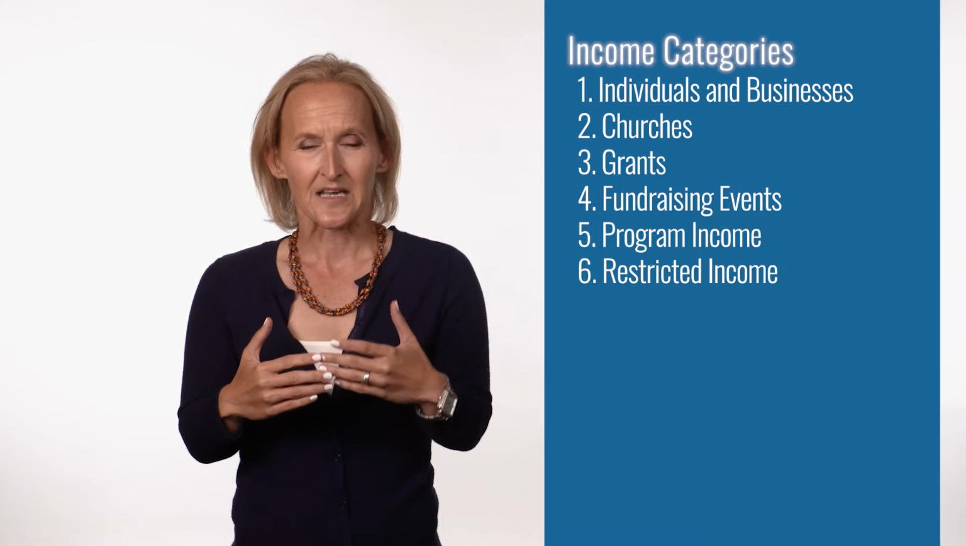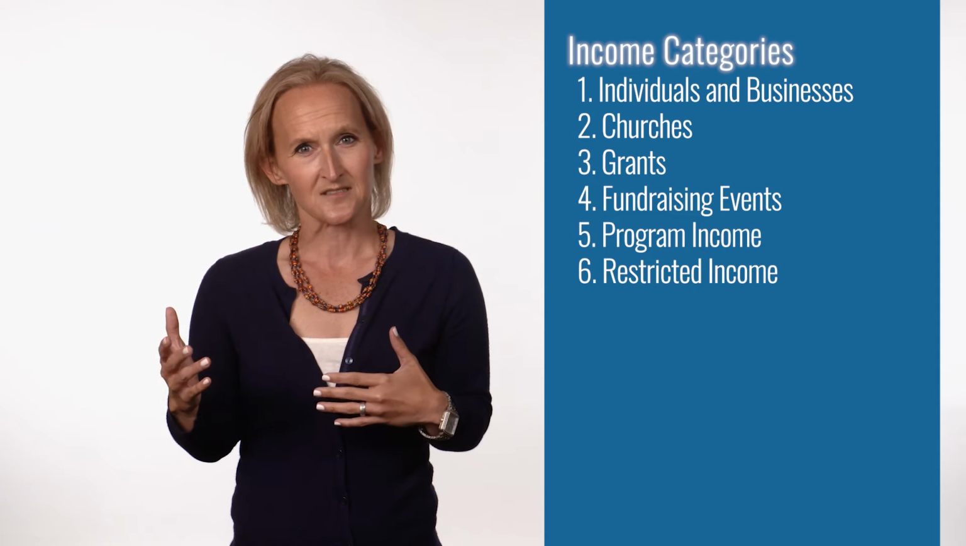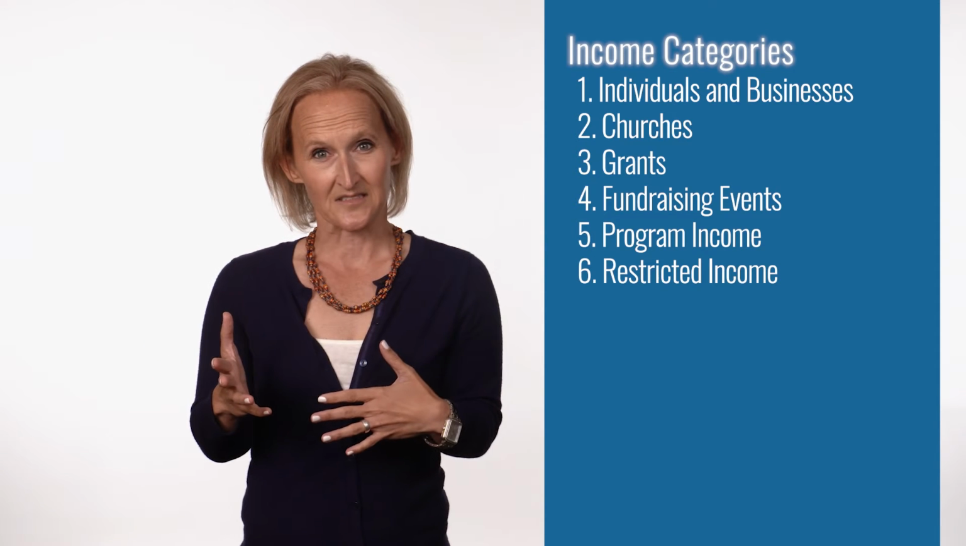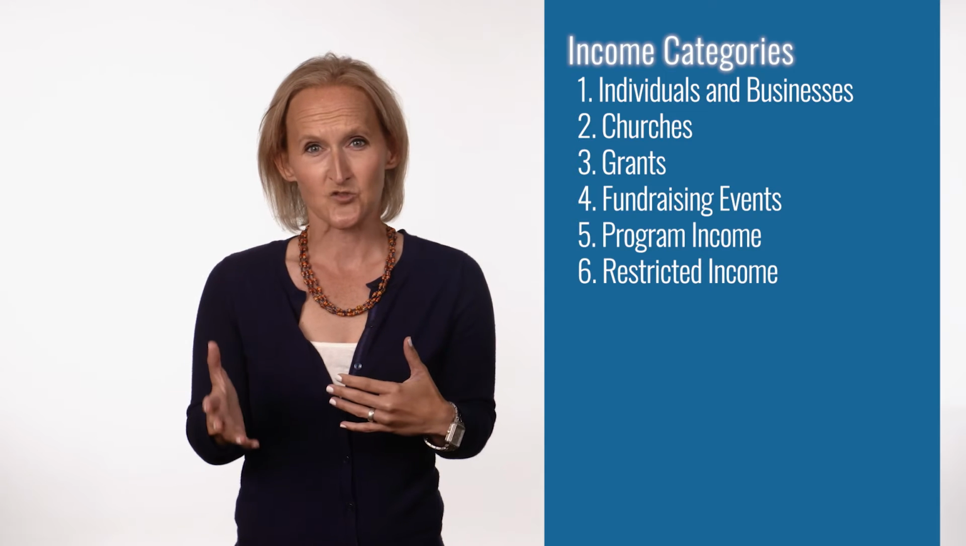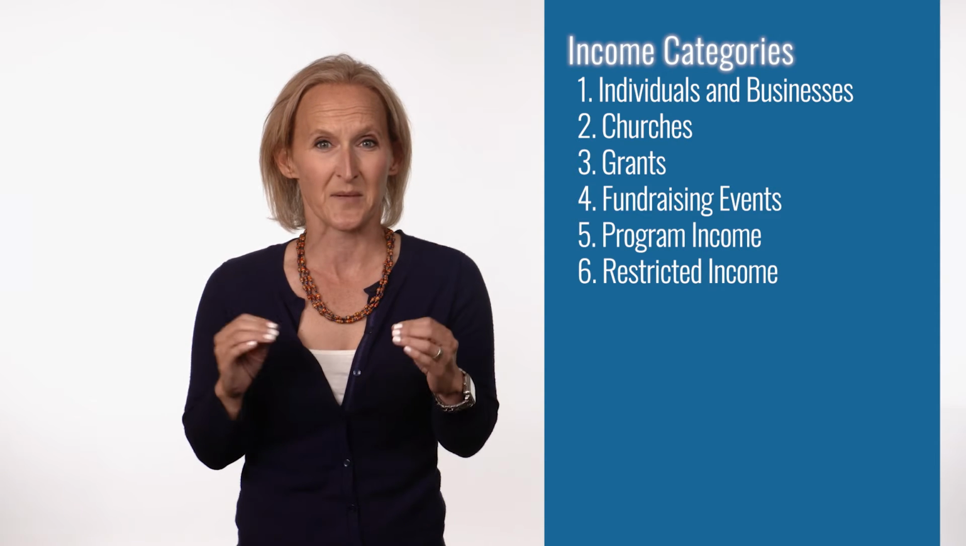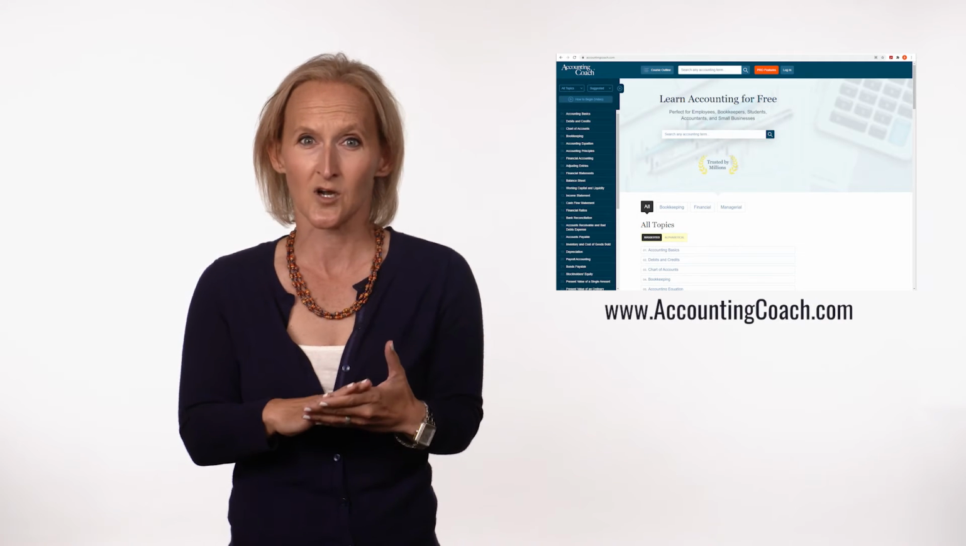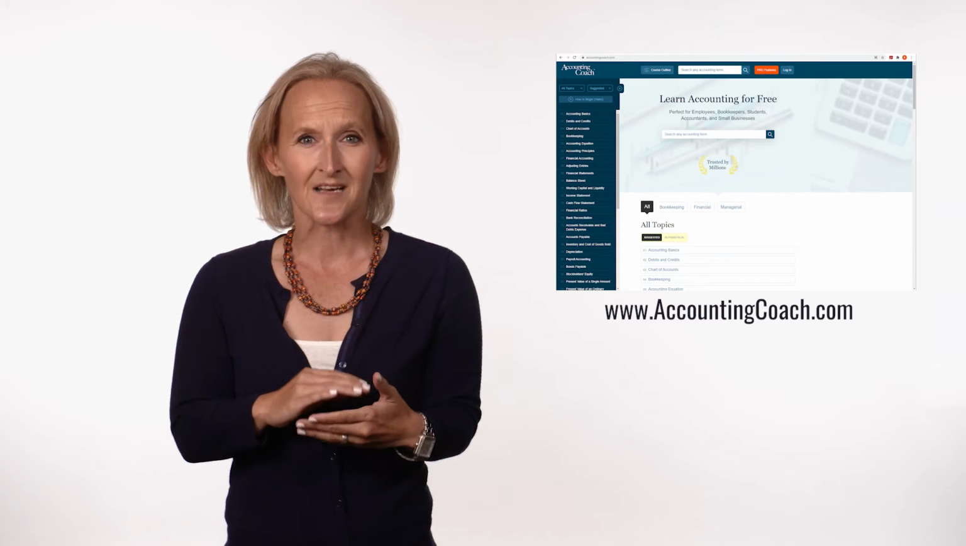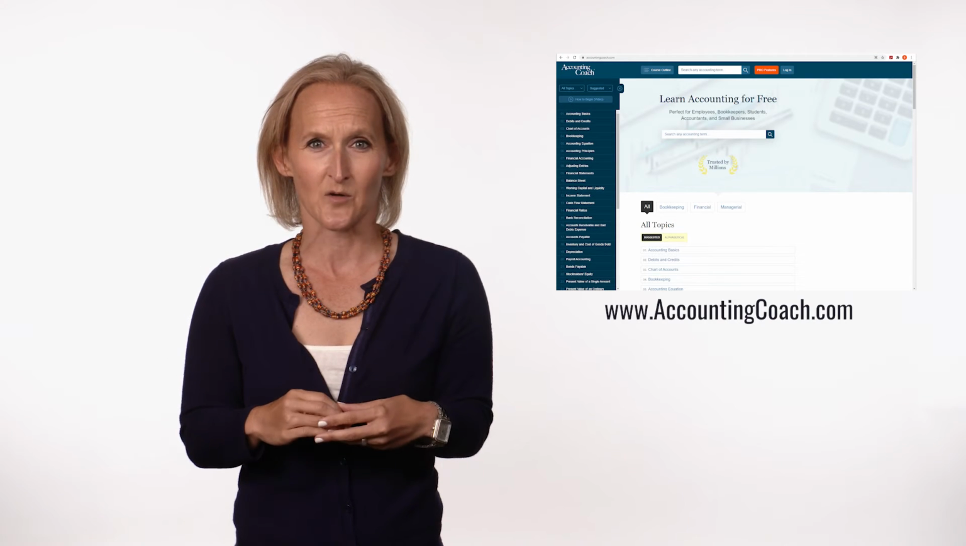Let's start with setting up the income part of your budget. You may want to separate your income into categories such as where or who is the money coming from. Your categories may be individuals and businesses, churches, grants, fundraising events, program income, or even restricted income. There are guidelines to restricted income, such as the amount of time you have to spend that money. A helpful resource on this is www.accountingcoach.com.